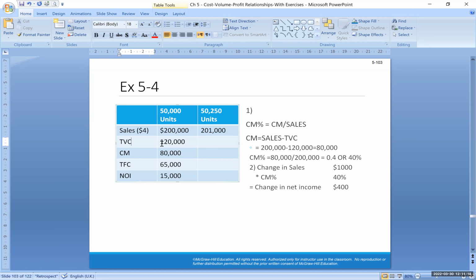which is calculated from what? From $120,000 divided by 50,000 units. This will equal the variable cost per one, $2.4. $2.4 multiplied by 50,250 equals the new variable cost for the new level, which is 120,600. Again, guys, they didn't give me the new variable cost or the change in the variable cost.